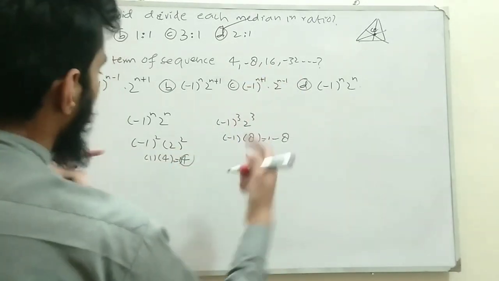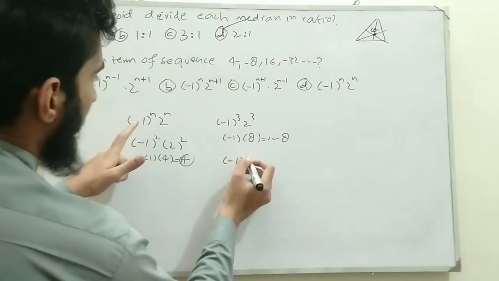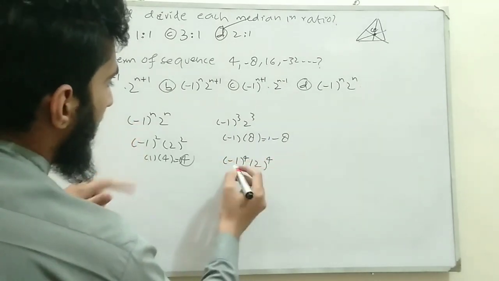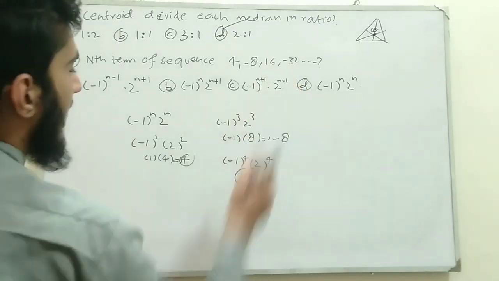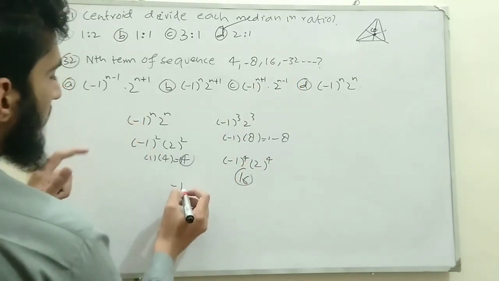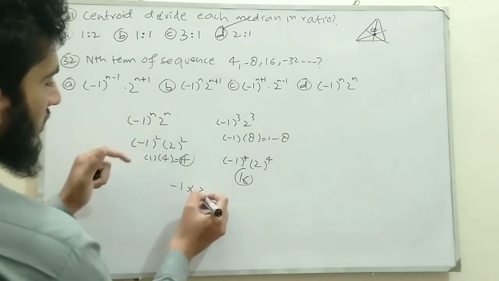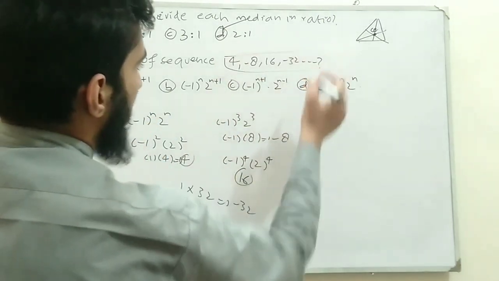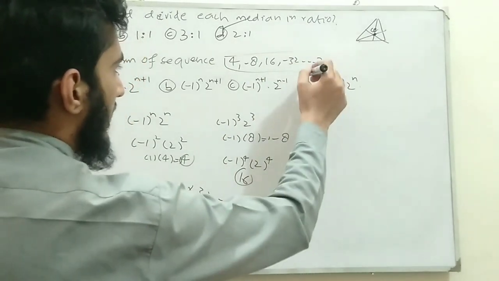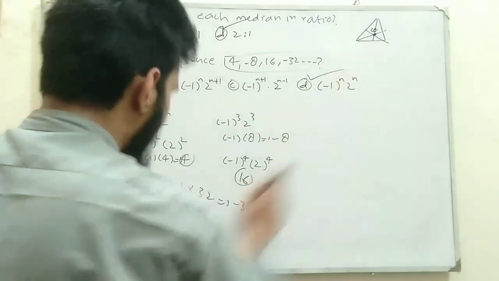After this, put 4 here, so it becomes minus 1 power 4, and after this 2 power 4. Minus 1 power 4 gives us 1, and 2 power 4 gives us 16, so the result is 16. After this, put 5 over here. It becomes minus 1 multiply 2 power 5, which gives us 32, so the result is minus 32. It means that this sequence is satisfied by this option, so the correct option will be option number D.